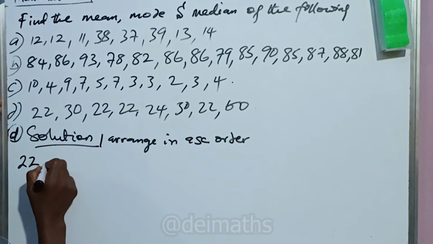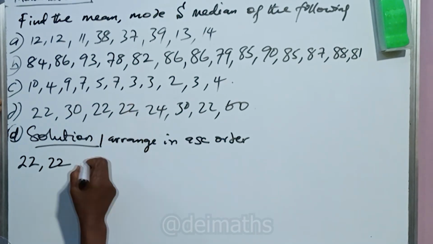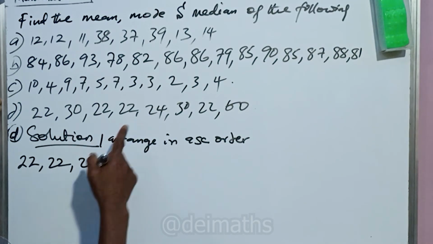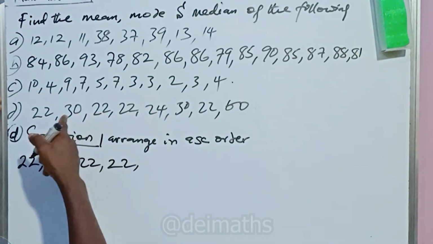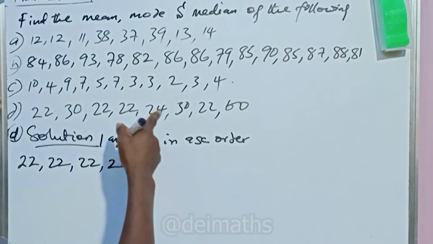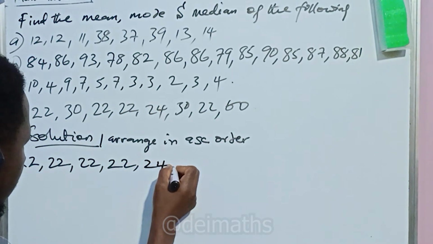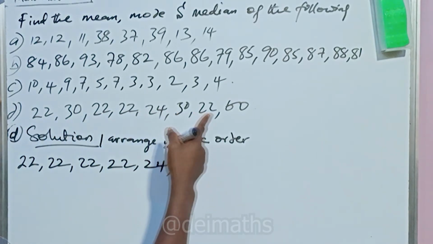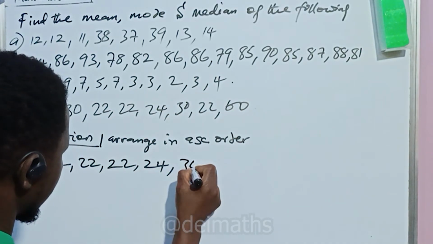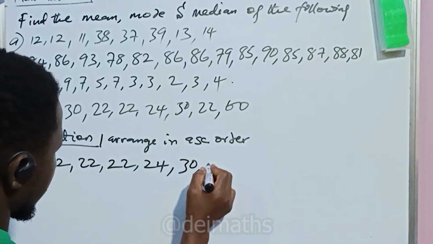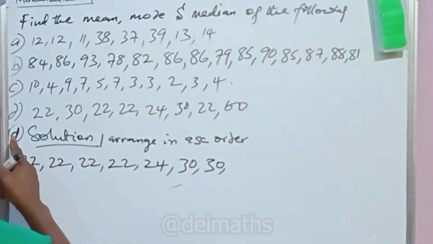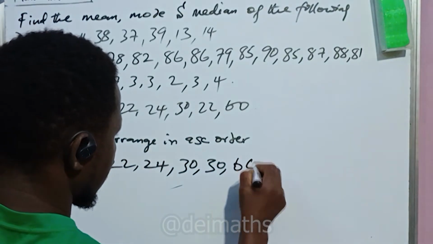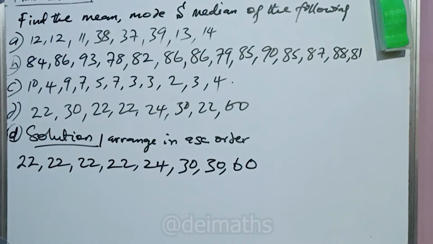22, 22, 22, 22. What's next? 24, 30, 31. Then we have 60. So we've arranged it in ascending order now.